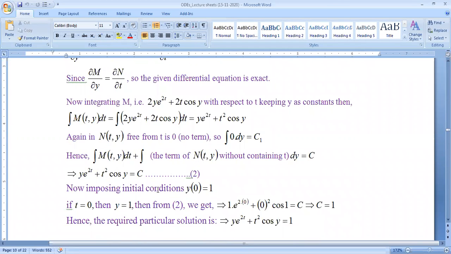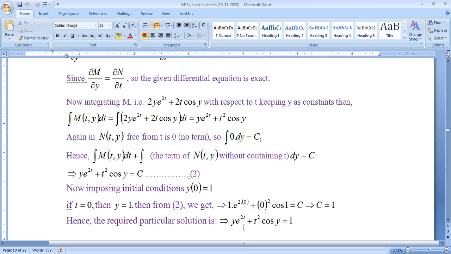Now imposing our initial conditions, y(0) equals 1. That is, when t equals 0, y equals 1. This is a function of y and t. So if t equals 0, then y equals 1. Now putting t equals 0, y equals 1 in equation 2 will give 1 into e to the power 2 into 0, and 0. That means c equals 1. So this is the required particular solution.